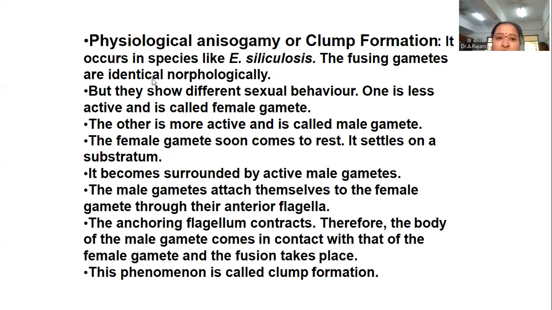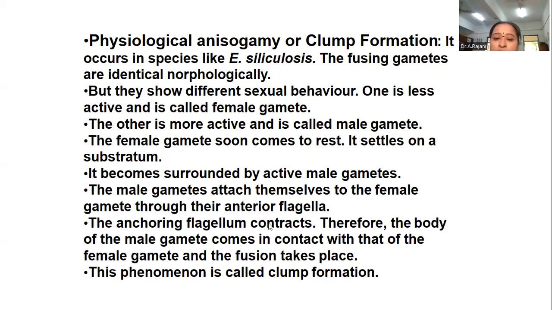The gametes are alike morphologically, but they differ in sexual behavior. One is less active and is called the female gamete. The other is more active, and is called the male gamete. The female gamete soon comes to rest on a substratum and becomes surrounded by active male gametes, which attach themselves to the female gamete by the anterior flagella. To which position? To the anterior flagella.